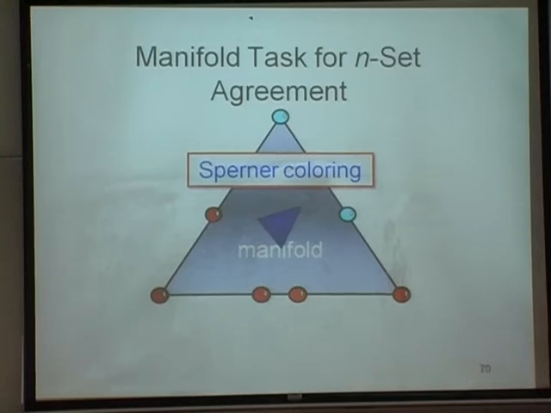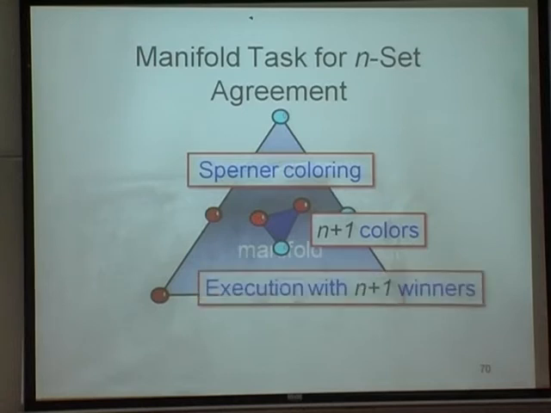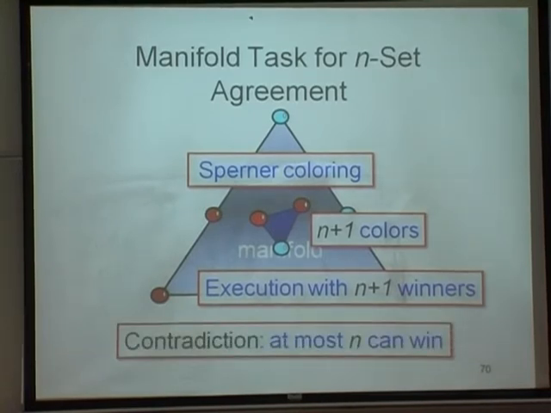So this is a Sperner coloring, and that says that there's some simplex in here that has all 3 colors. And what that means is that there's some execution where we have n plus 1 winners. But the definition of set agreement is that there are fewer than n plus 1 winners. And so that's a contradiction. So it says that if your protocol complex is a manifold with boundary, then you can't solve k-set agreement. And that comes from the fact that this corresponds exactly to doing Sperner colorings on the manifolds. So that's the proof there.